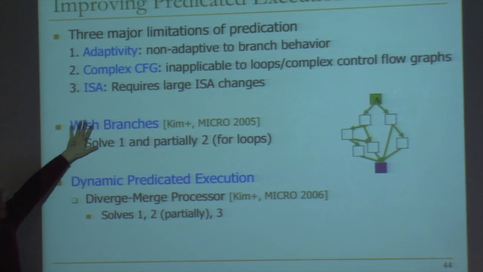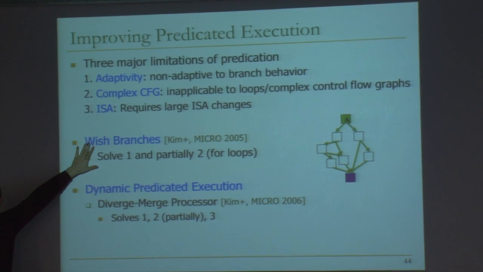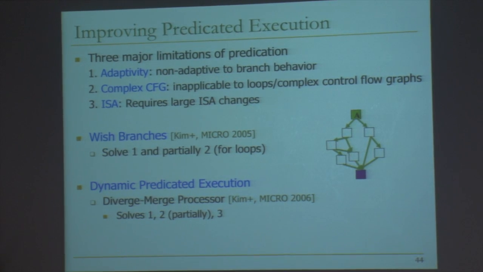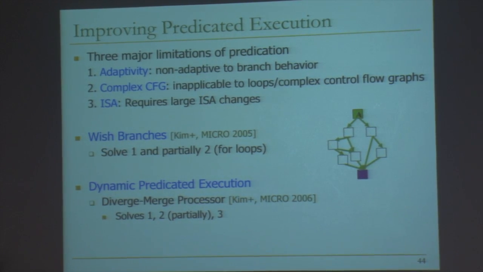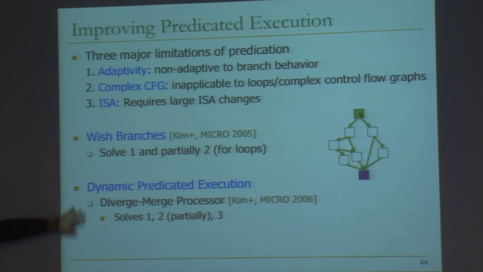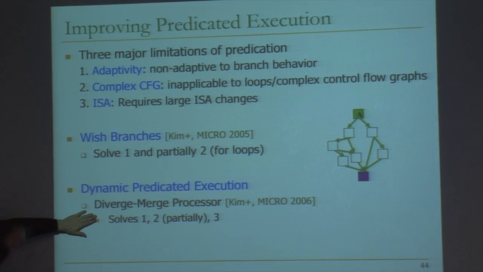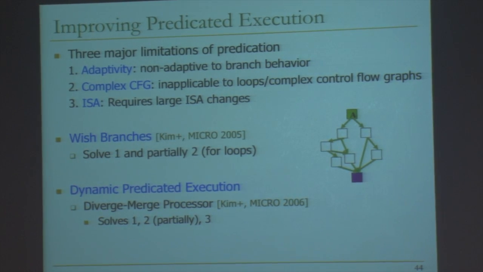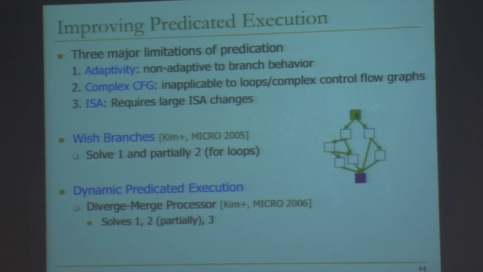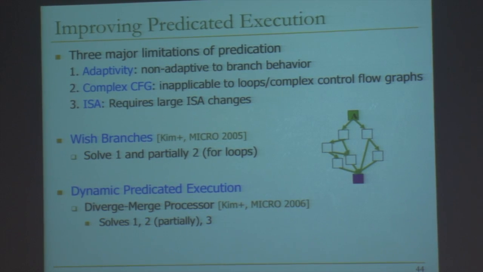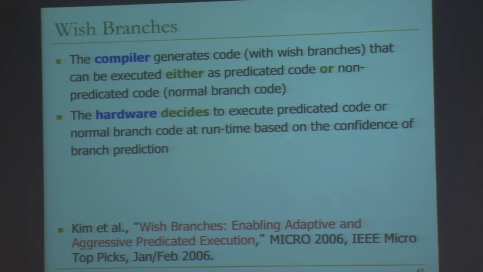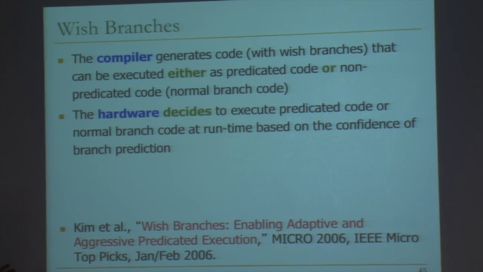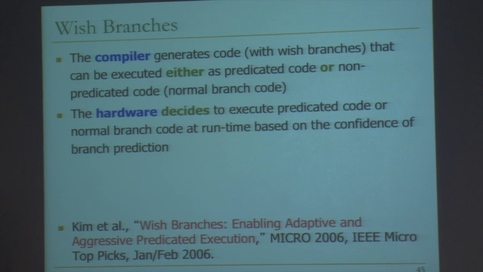I'll talk about the idea of wish branches. It's not implemented in existing processors yet, but I think going forward, it's a nice idea because it's a hardware-software cooperative solution. And I will now talk about dynamic predicate execution. This basically solves, hopefully, all of those problems, second one partially. But let's take a look at the first one. Basically, we'd like to make predication more adaptive to branch behavior. And the idea is, well, we'd like to execute the code as normal branch code and use branch prediction if the branch is easy to predict.